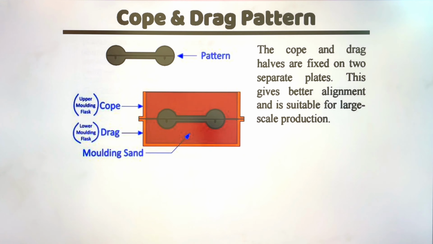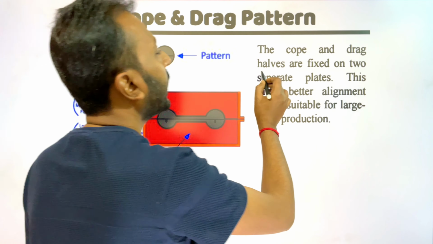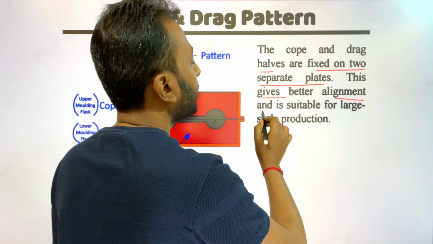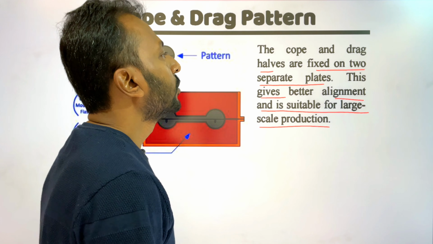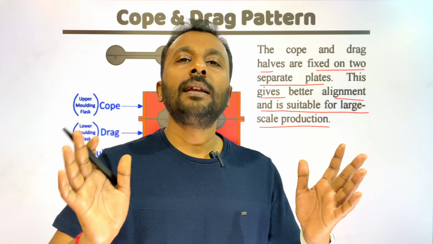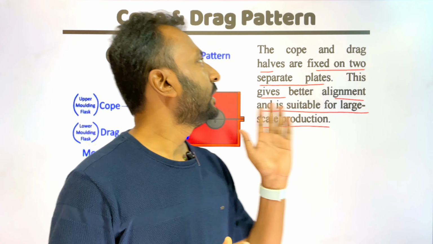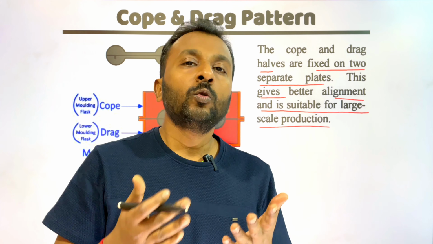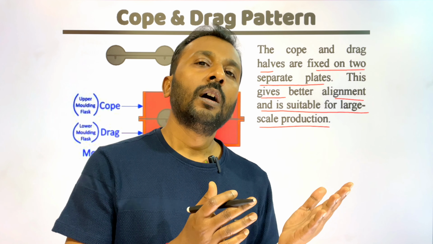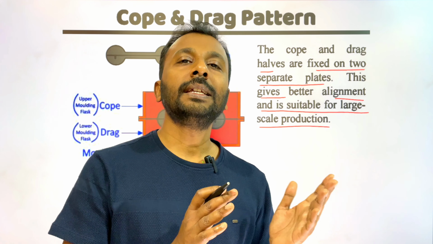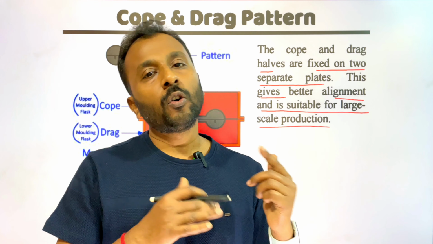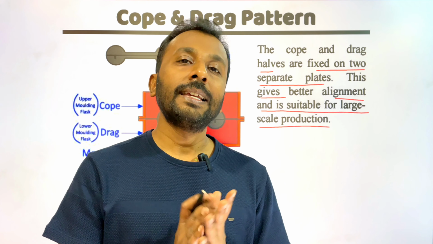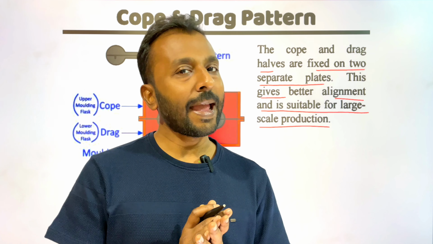Next one is the cope and drag pattern. The cope and drag halves are fixed on two separate plates. This gives better alignment and is suitable for large scale production. When we are creating a very big casting, this cope and drag pattern is used. During the molding process, the cavity in the cope portion is created separately, and the cavity in the drag portion is created separately, because the casting is heavy and one person can't handle it.